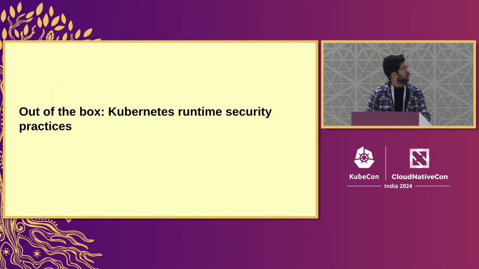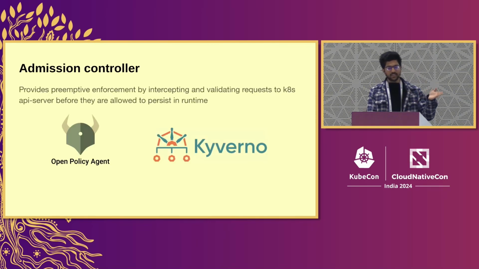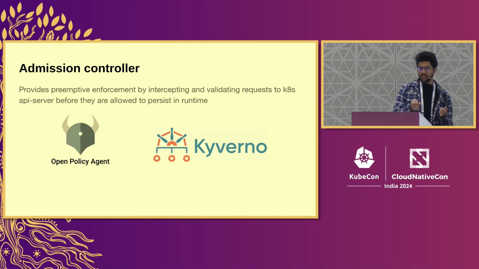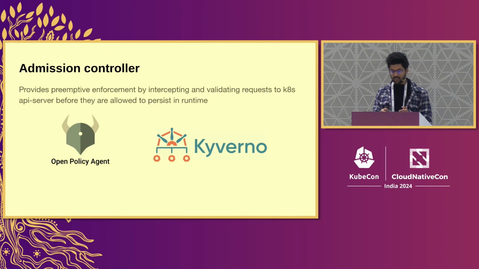So let's take a look at the out-of-the-box Kubernetes runtime security practices. We have admission controllers, which allow enforcement before the request reaches the API server, and we have a lot of admission controllers, for example, Kyverno or OPA Gatekeeper.